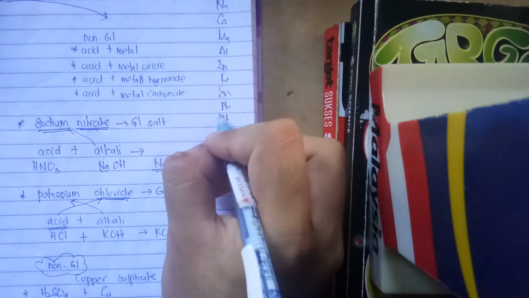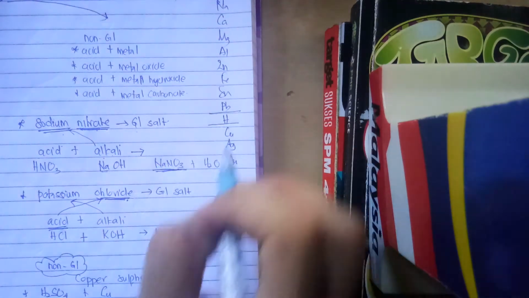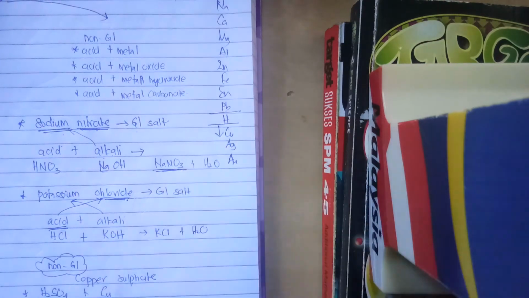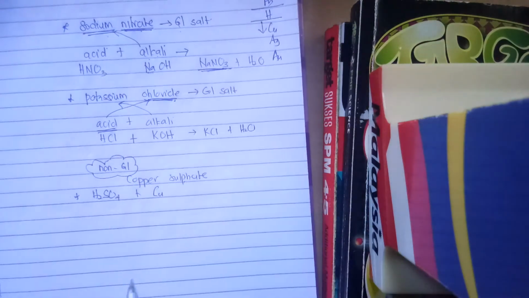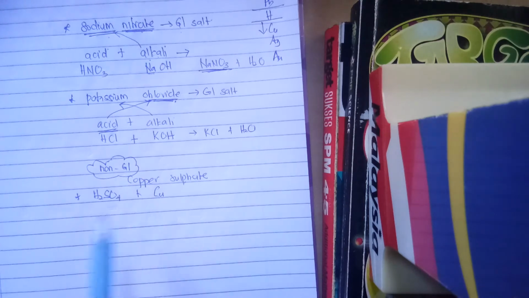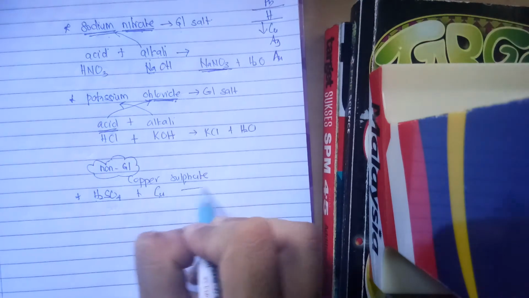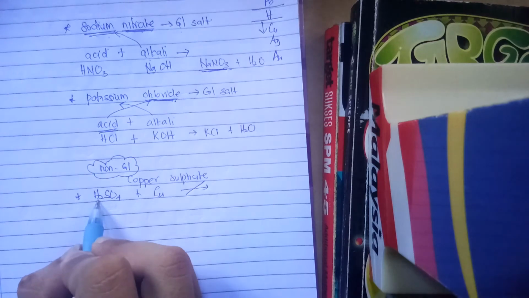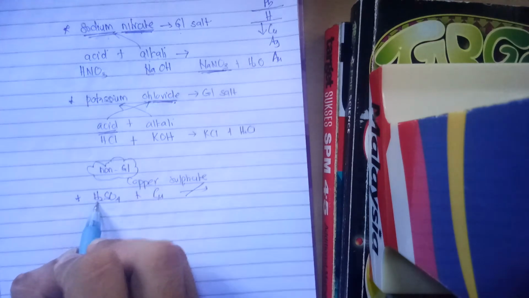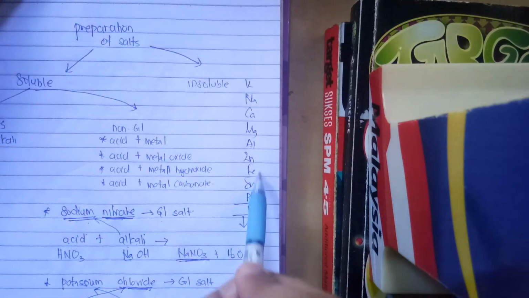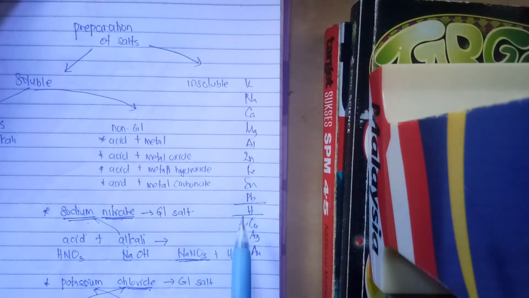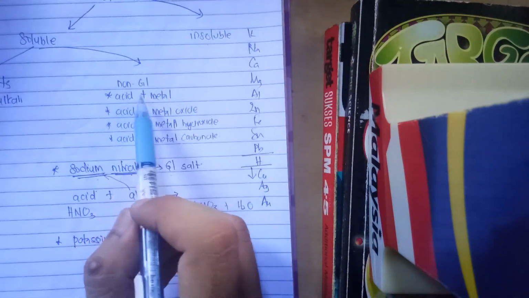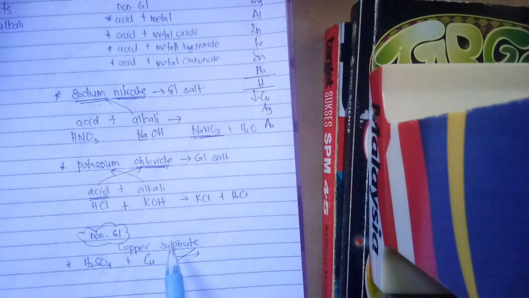If you see your acid contains hydrogen here, and if you check, copper is below hydrogen. So what you understand is copper is less active compared to hydrogen. If it is less active, the reaction cannot be done, because copper cannot displace hydrogen since it is less reactive. Only metals above hydrogen can replace hydrogen. So you cannot have the reaction between acid plus metal for copper sulfate.